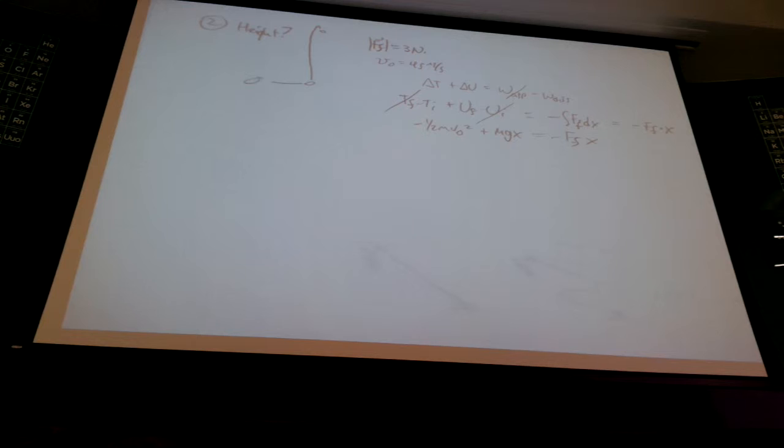How come you didn't use h instead of x? I could. I don't know, but it would have made it harder to solve. H is just a variable. It's just a variable.